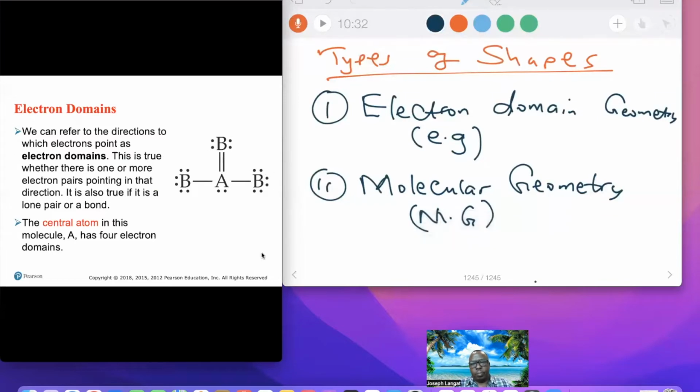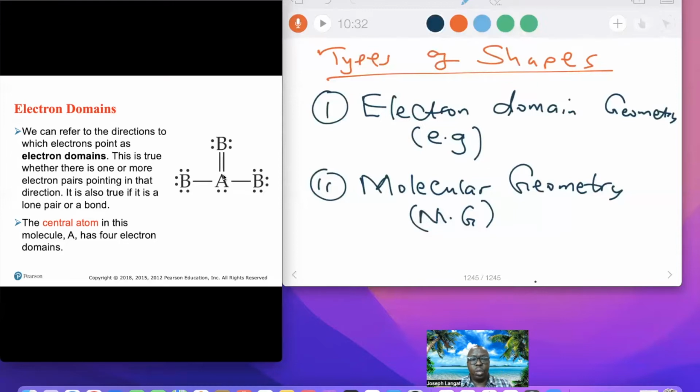Let's see. What do we mean by domains? A domain is where the electrons are. When counting the domains, a double bond is one domain. One misconception students make is thinking that a double bond constitutes two domains and a triple bond constitutes three domains. No, a domain is just where the electrons are.